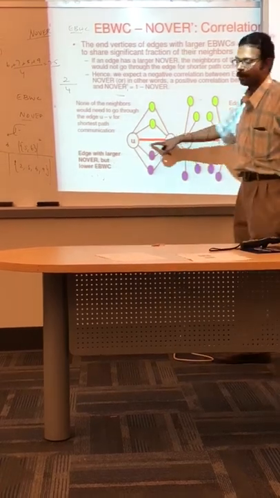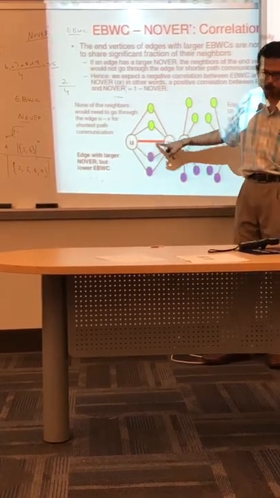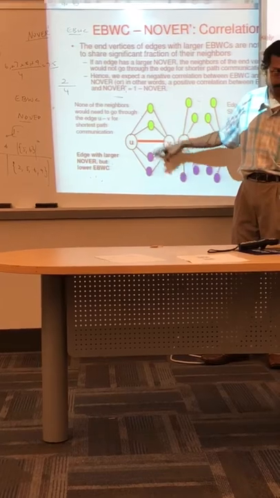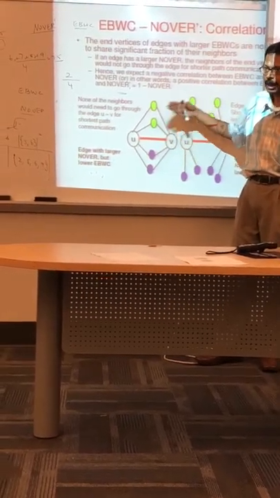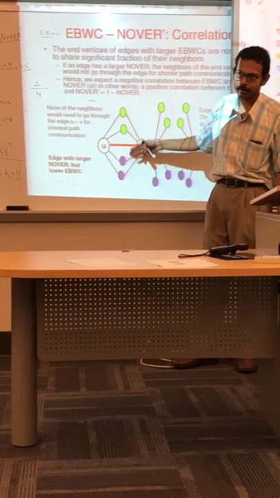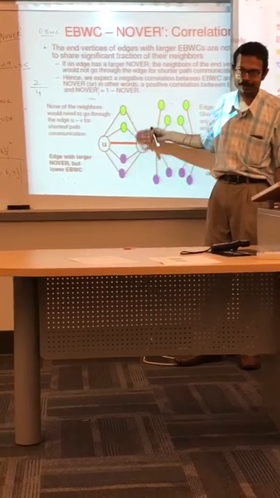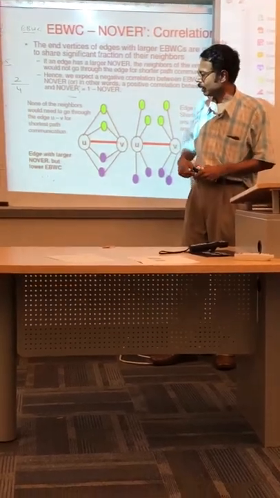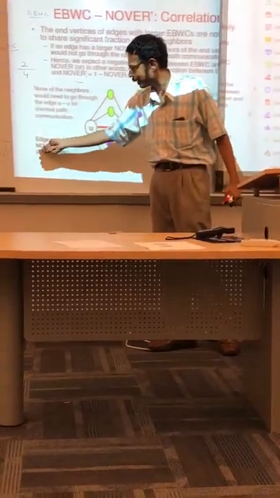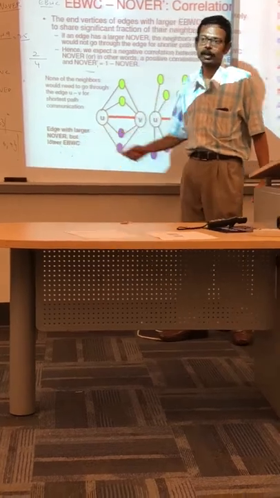The edge here with lower betweenness, because no neighbor will go through this edge, will have a larger neighborhood overlap, because all the neighbors are common neighbors. That's the reason we went through all this analysis, right? So there's a negative correlation between neighborhood overlap, NOVER by itself, and edge betweenness.